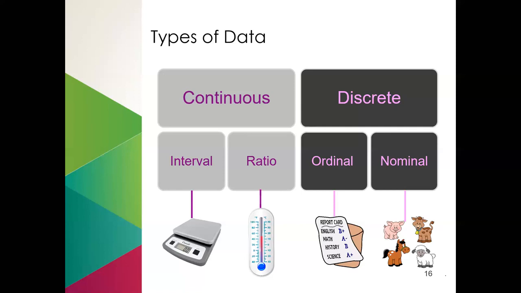Nominal data is discrete data with categories that don't have a logical order. So for example, types of farm animal, you can sort each animal into the category, but if the categories are only the type of animal, there's not really an order to sort them into. And another example of nominal data is anything that's like a yes or no question.